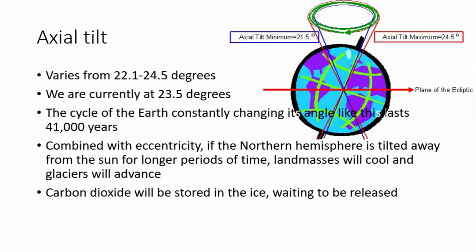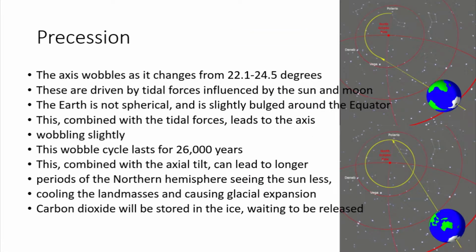If the northern hemisphere is tilted away from the sun for longer periods of time, the land masses will cool and glaciers will advance, and carbon dioxide will be stored in the ice waiting to be released. Next is precession. The axis wobbles as it changes from 22.1 to 24.5 degrees, which means that although it's moving in a constant direction, that's its net movement. Otherwise, it's moving back and forth constantly. So it's like you leaning forwards and backwards really fast, but you're still walking forwards.